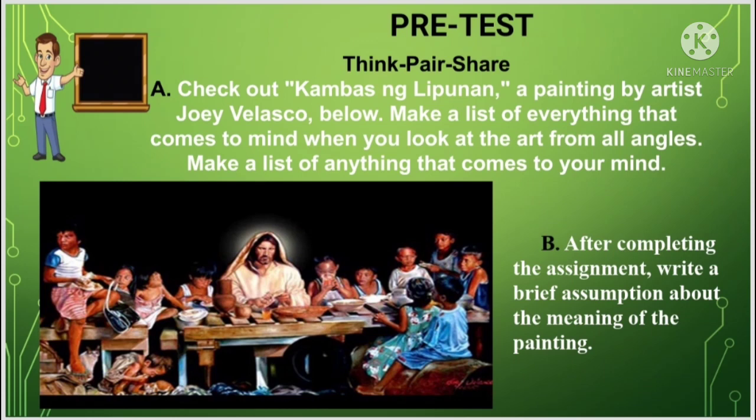Next, B. After completing A, in your assignment, write a brief assumption about the meaning of the painting. Plus, a short assumption. Okay? At least 3 sentences. That is your pre-test.